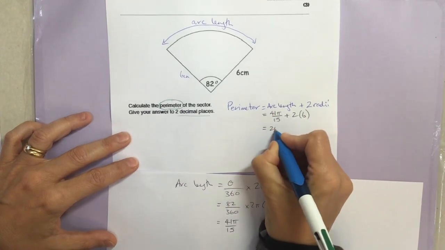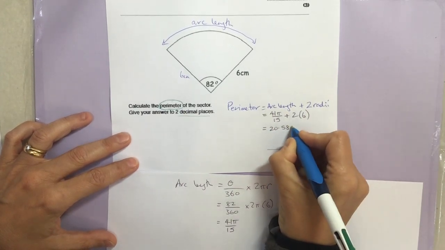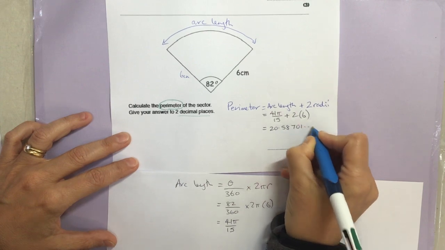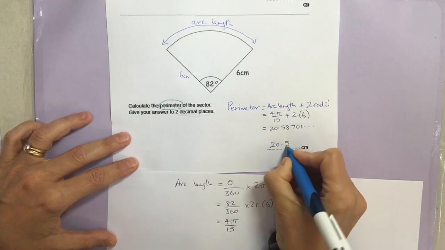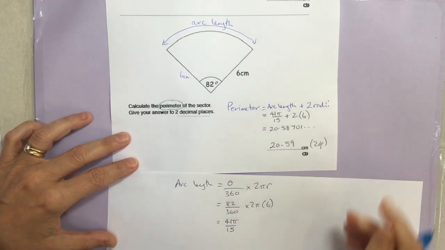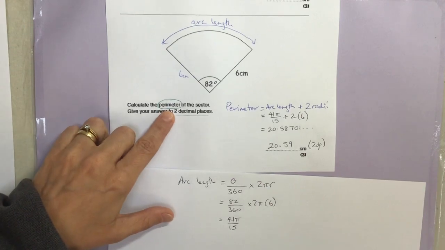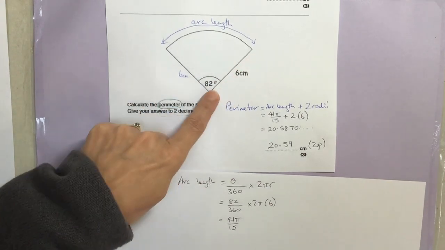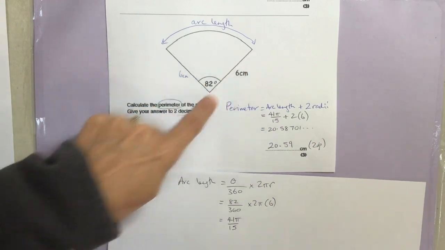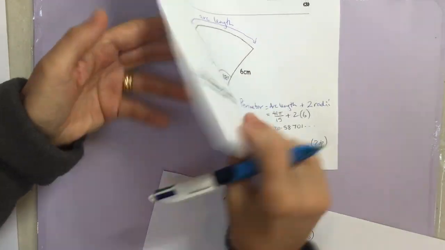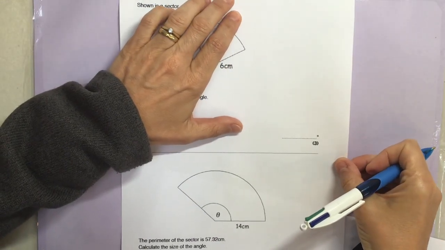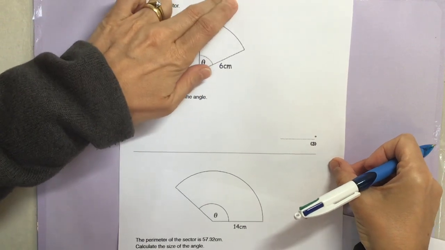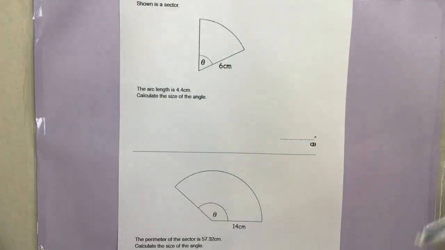And if we sort that out on our calculators, we're going to get 20.587, etc. This says to 2 decimal places, so 20.59 to 2 dp. So there's our second question done. When we're asked about perimeter, we need to make sure that we've included these 2 straight edges as well. Okay, let's move on to a couple of reverse questions. So reverse questions mean rather than finding the arc length now, we're going to be asked to find either the radius or the angle at the centre here.